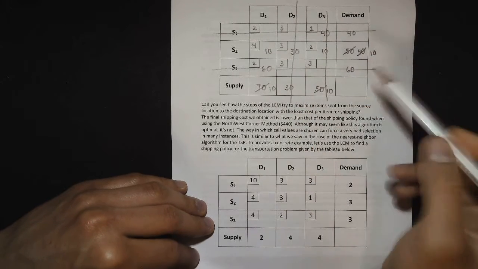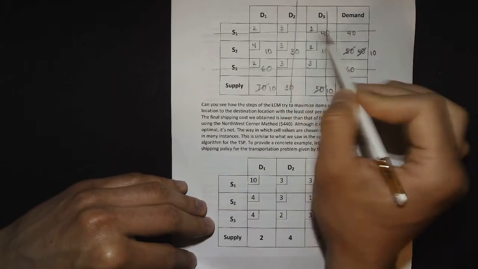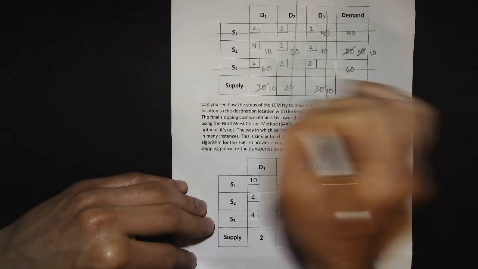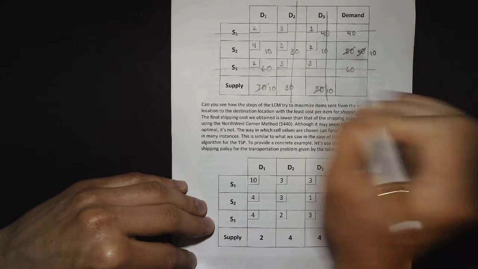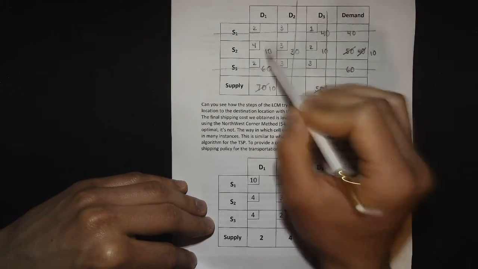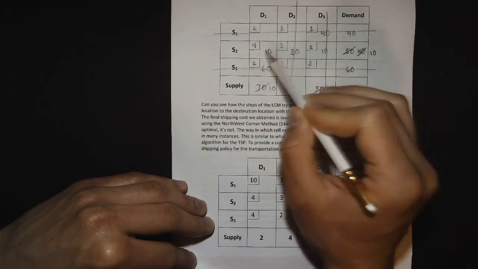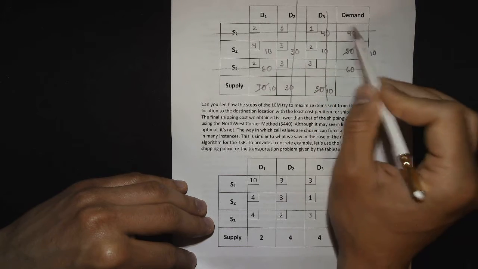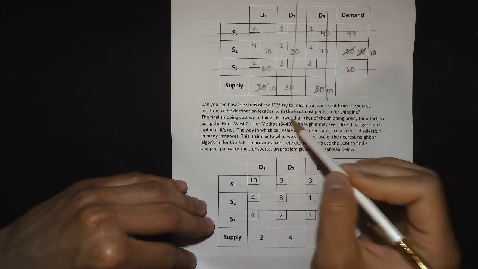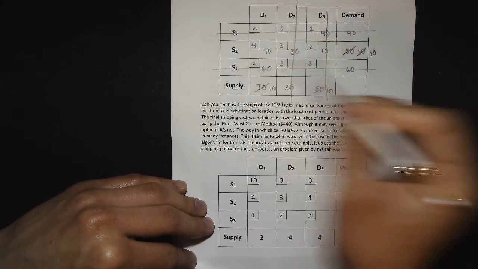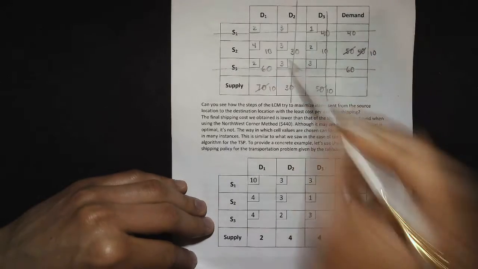Okay, and we can see this is a valid shipping policy because the sum of the cells in each row meets the demand, or is equal to the demand, right? So 30 plus 10 plus 10 is 50, 40 is 40, 60 is 60, right? So we've met the demand of all destination locations, or all stores.